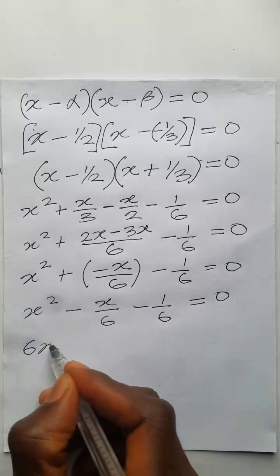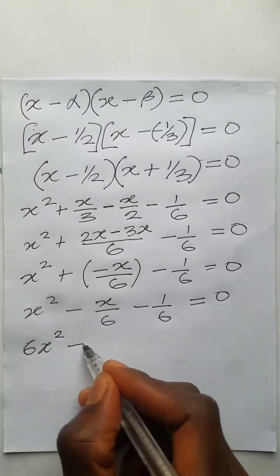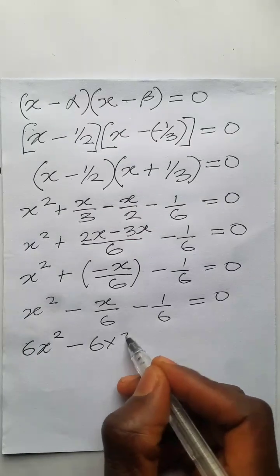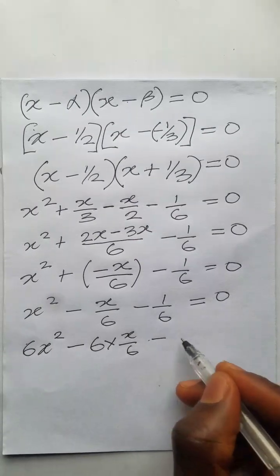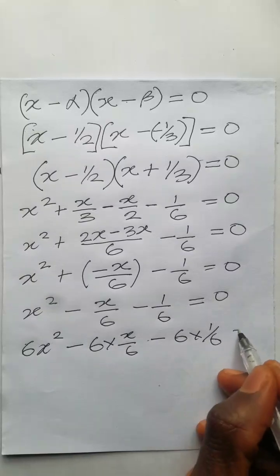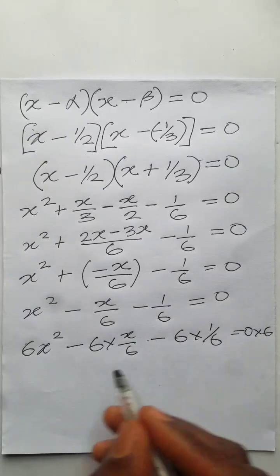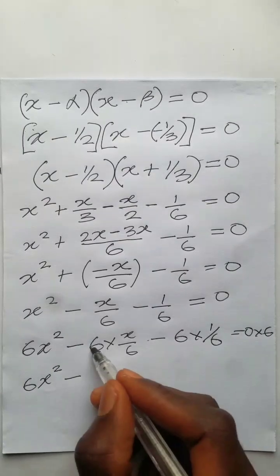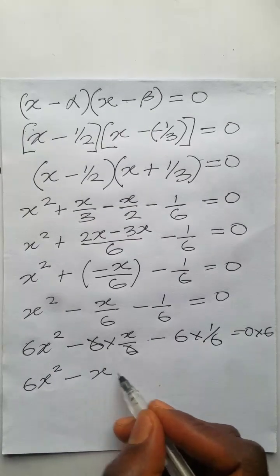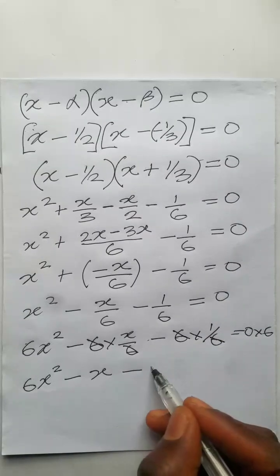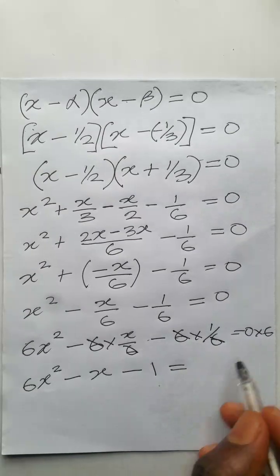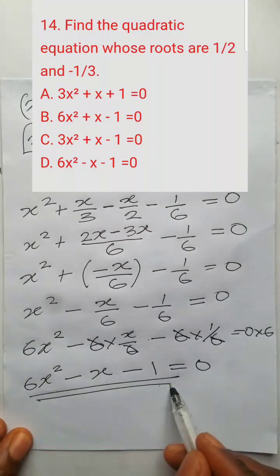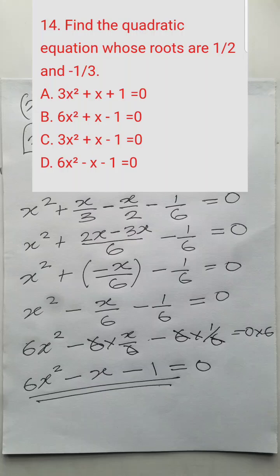So this becomes 6x squared, let's just do it. 6 times x over 6. 6 times 1 over 6 is equal to 0 times 6. So this is 6x squared minus, this will cancel this, we are left with minus x. This will cancel this, we are left with minus 1. 0 times 6 is 0. There is nothing else we can do, so that is our answer, and that is option D.